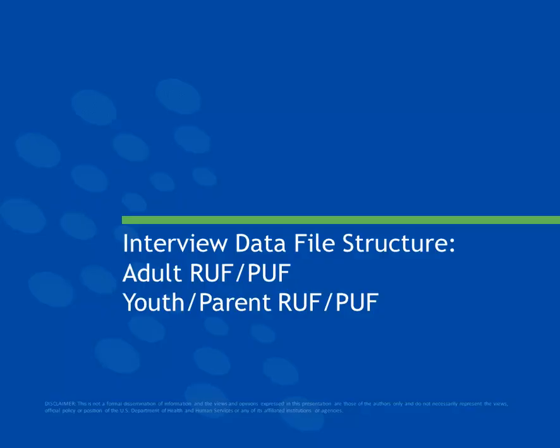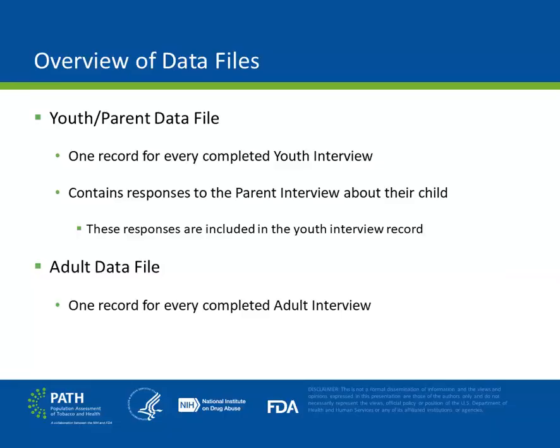Next, we will review the data file structure for the adult interview as well as the youth and parent interviews. The data file structure is the same regardless if you were looking at the restricted use files, RUF, or public use files, PUF. Each row in the youth parent data file corresponds to one youth who completed the interview. The responses parents gave about their child are included in the youth interview record. In other words, parents do not have a unique record in the file.